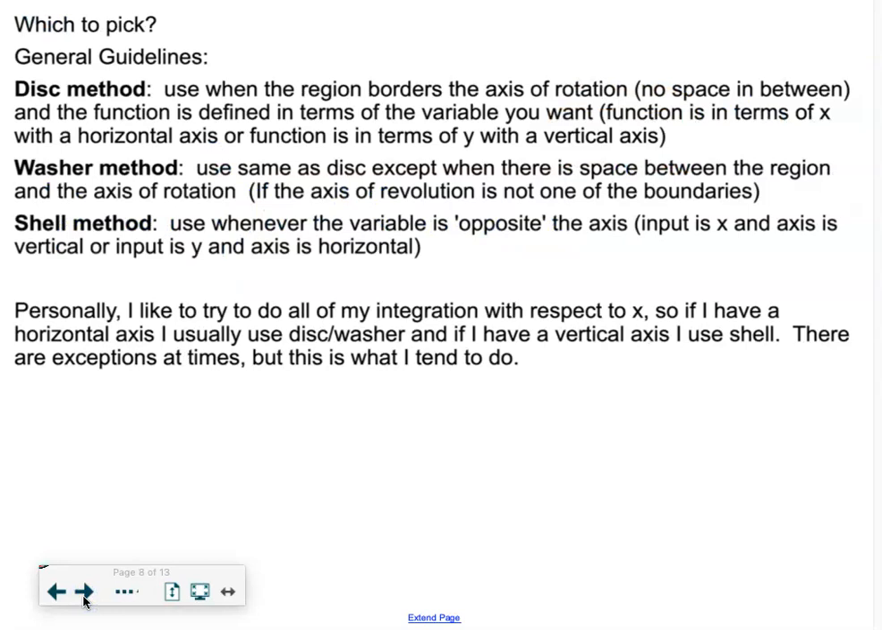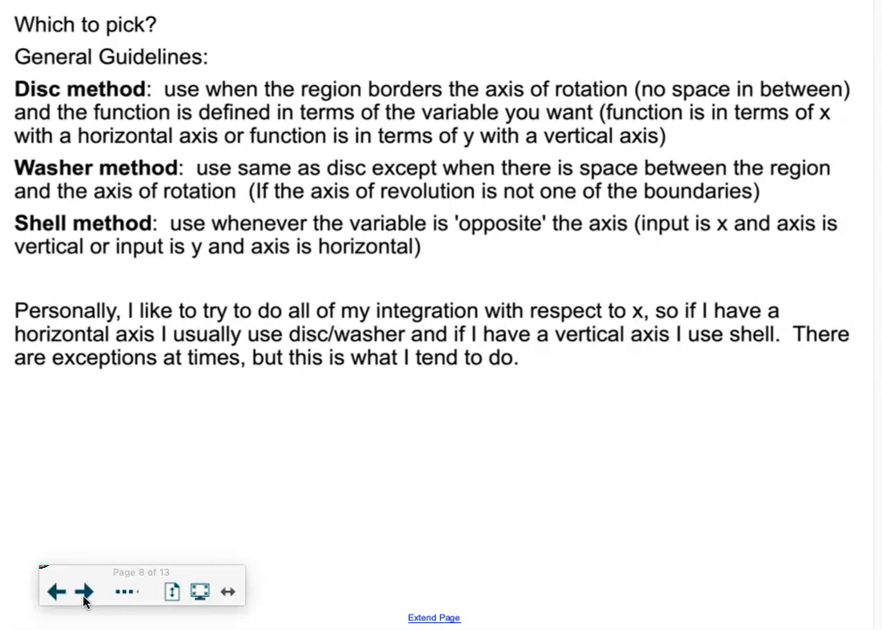So I have on the next slide, oh, wait, no, I don't. Okay, first, this is just me summarizing. You don't have to write this whole thing. This is just me talking about how do we know what to pick, right? You've learned now 4 types of volumes. You've learned disc, washer, shell, and cross-section.